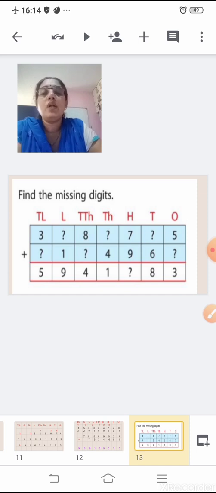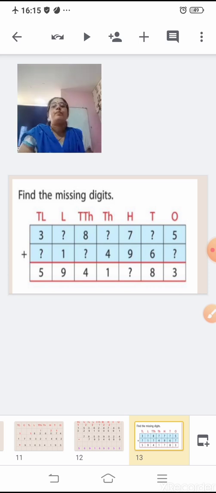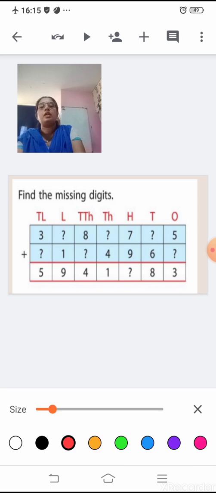Okay, so what is the number? Now 3 is smaller than 5. So which number, if you add to 5, will you get 3? Since 3 is a smaller number, the number should be such that you get 3 in the ones place. That is 5 plus 8. If I write the number 8 here, 8 plus 5 will give me 13. So 3 I have written here and 1 I will be carrying to the tens place.